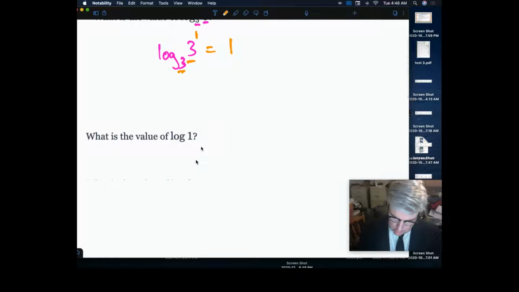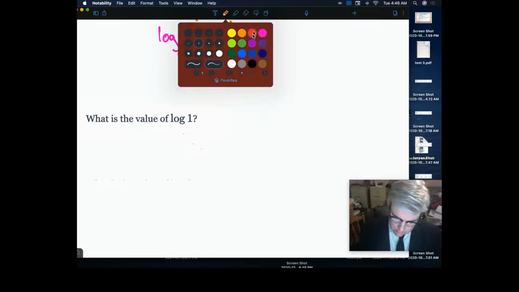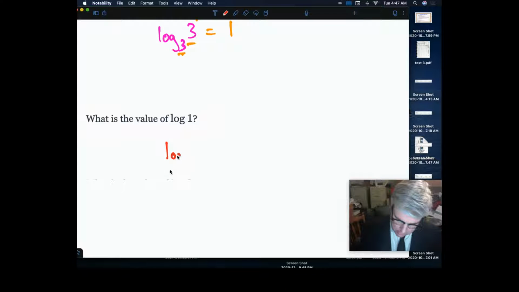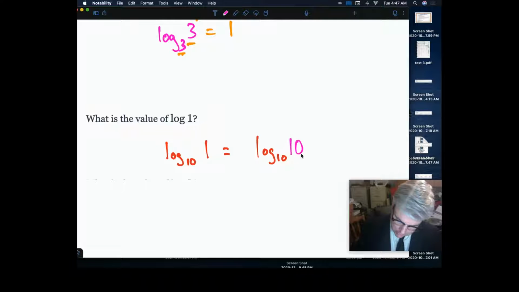What is the value of log 1? Well, we know log 1 is the same thing as saying log base 10 of 1. If there's no base given, then we know automatically the base is 10. We also know that 1 is the same thing as anything to the 0 power. So we're going to say 10 to the 0 because I want to match these up. And if these match up again, it's just the exponent, so it's just 0.